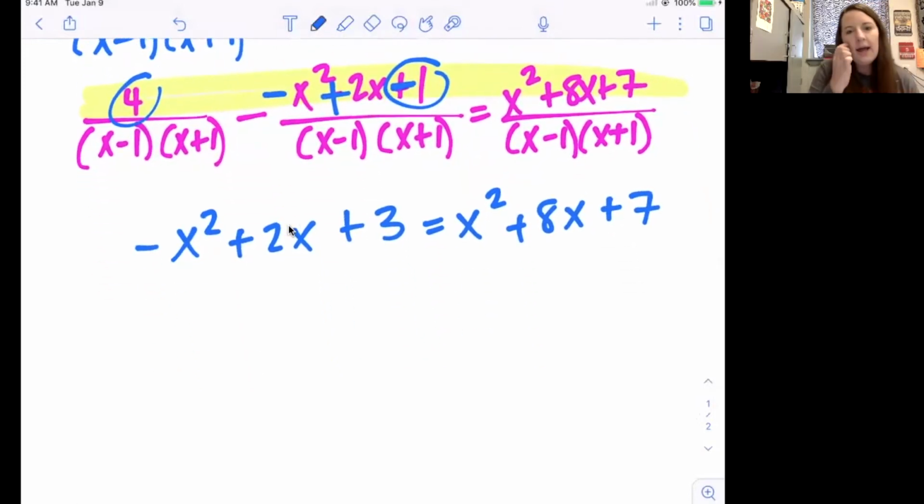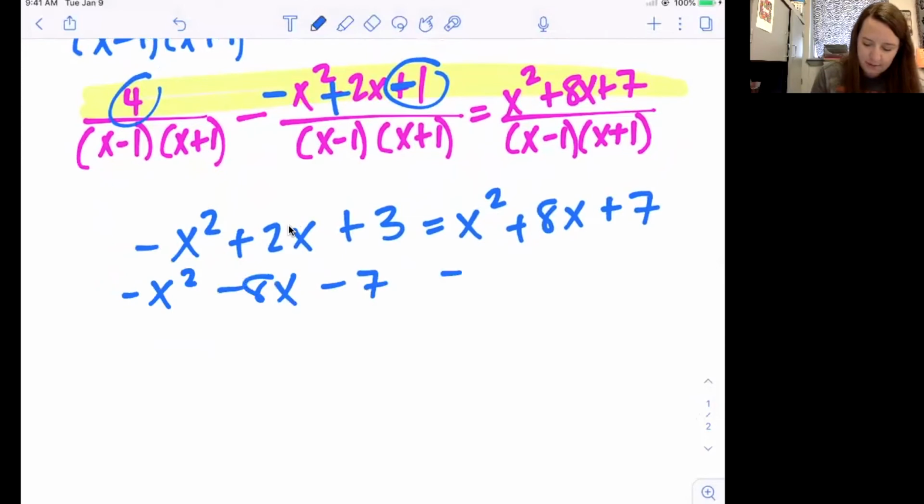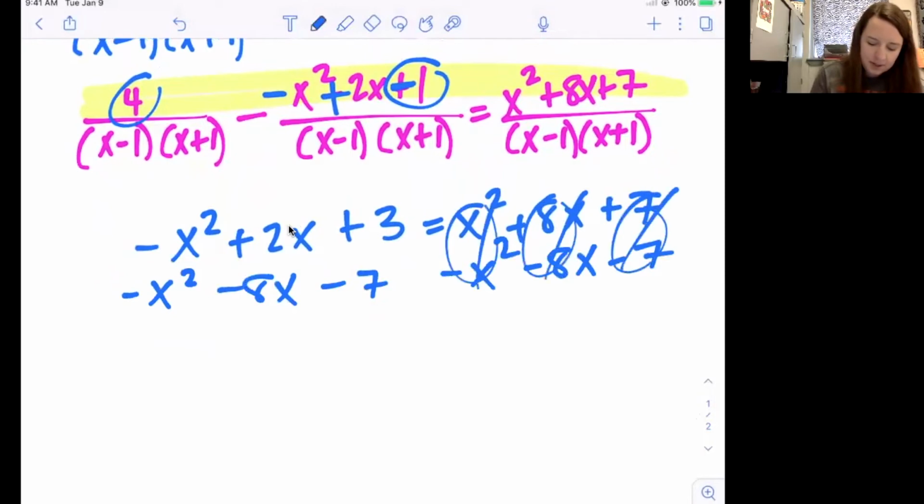So I'm going to go ahead and move everything to the same side. I'm going to subtract x squared, subtract 8x, and subtract 7 to get rid of these things over here. So all of these items zero out. I'm left with negative 2x squared minus 6x minus 4 equals 0.